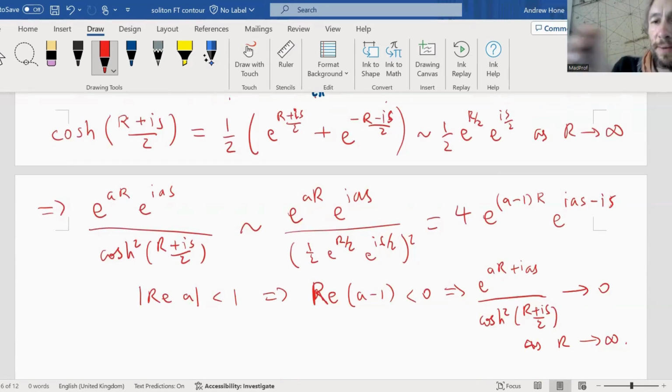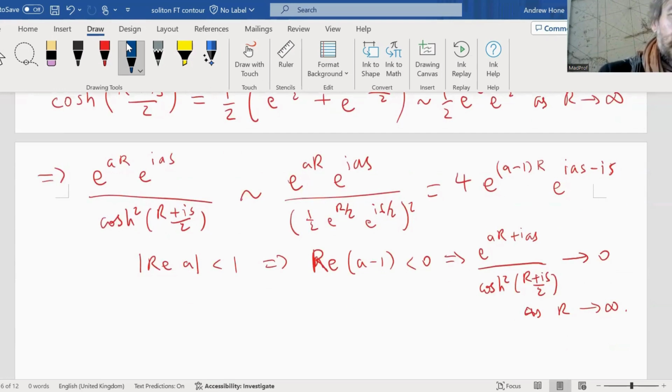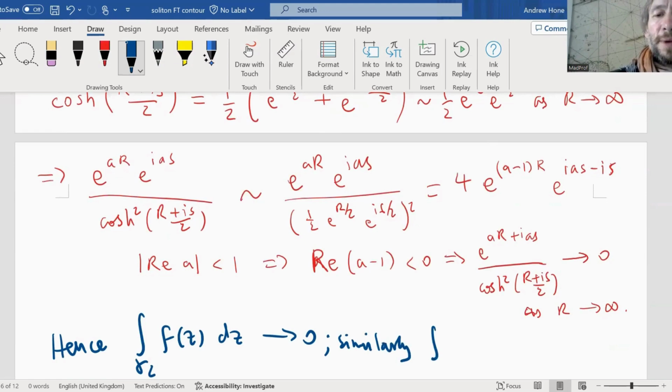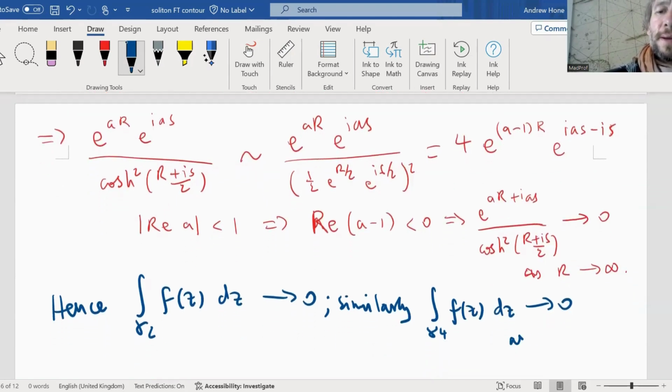So what you can say then is that I have these two integrals. This is, up to a factor of i, the integral... Okay, so we've just shown that that tends to 0, and similarly, if we take the integral along gamma 4 of f, then that also tends to 0 as R tends to infinity.